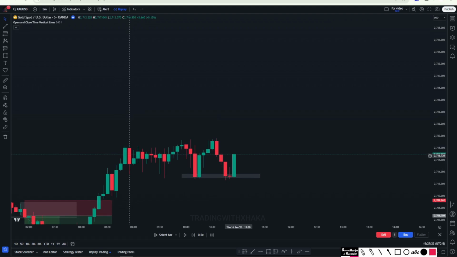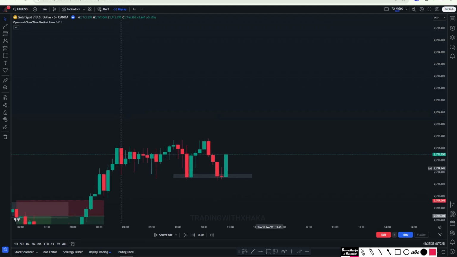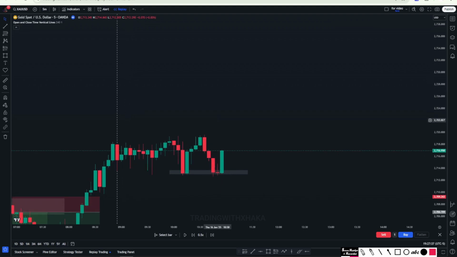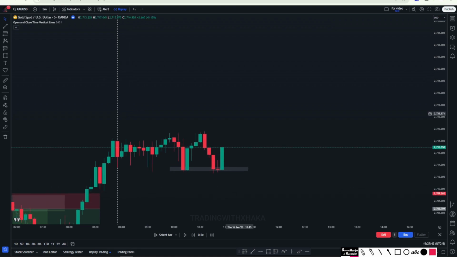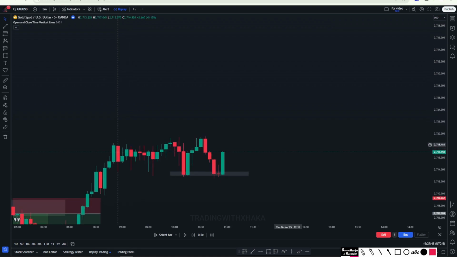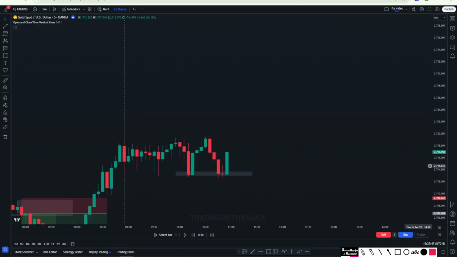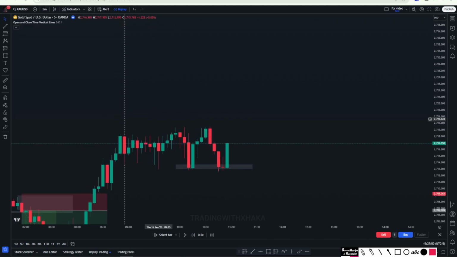Can we get involved here? If you want to get involved, you can get involved, but be extremely careful, as a trader who knows what he's doing. The only opportunity you have here to get in is this breakout.